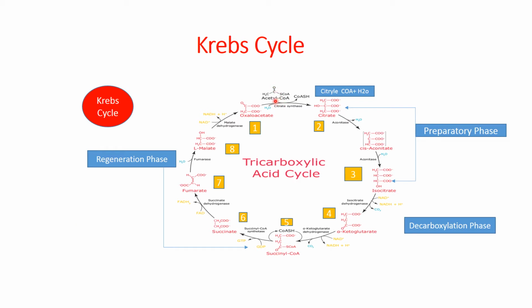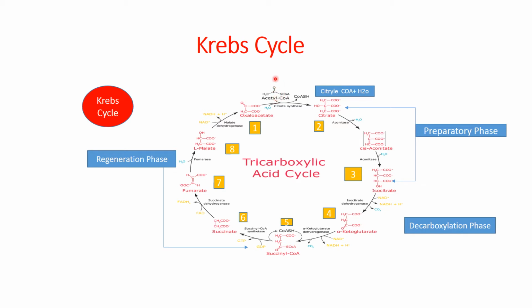Before starting the Krebs cycle, we will discuss the different steps. The Krebs cycle consists of 8 different metabolic steps, and these steps are divided into 3 phases. First is the preparatory phase, second is the decarboxylation phase, and last is the regeneration of the acceptor of acetyl CoA. So let's start with the entry of acetyl CoA.